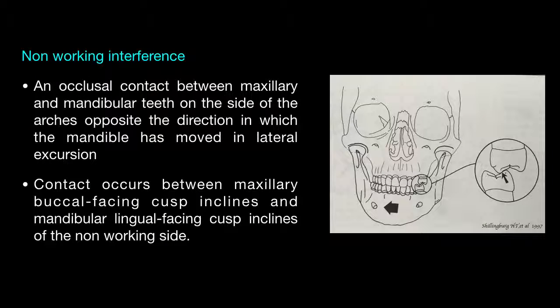Non-working interference. Meanwhile, non-working interference occurs when there is an occlusal contact between maxillary and mandibular teeth on the side of the arches opposite the direction in which the mandible has moved in lateral excursion. Almost always, contact occurs between maxillary buccal facing cusp inclines and mandibular lingual facing cusp inclines of the non-working side.